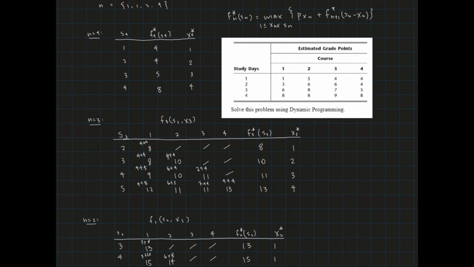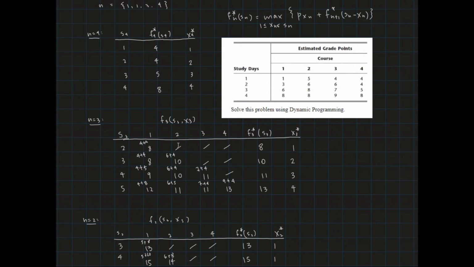You would just take this first value here from this table and trace whether you're studying 1, 2, 3, or 4 days for this particular course. And then you would add on top of that the second value, which would be the value from your next stage's table. And then we do this.